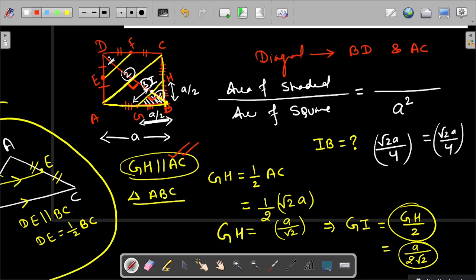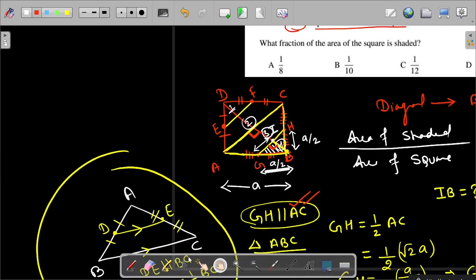Are you getting the logic of why I'm saying that this is also 90 degrees? Are you getting it or not? Tell me clearly. Okay, let me explain with another clear diagram.